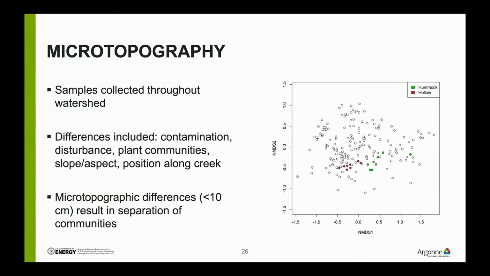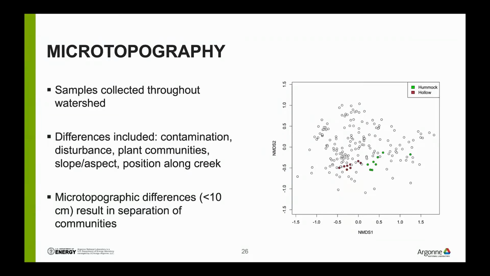And so a brief study that I did was just trying to characterize the microbial community at the site. I took soil samples at a very shallow depth, 0 to 5 centimeters, throughout the watershed. And I focused on differences in the ecological parameters. Some of those differences included contaminated versus uncontaminated sites, disturbances.